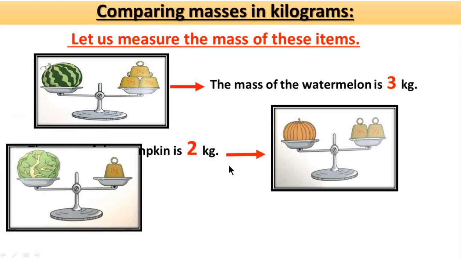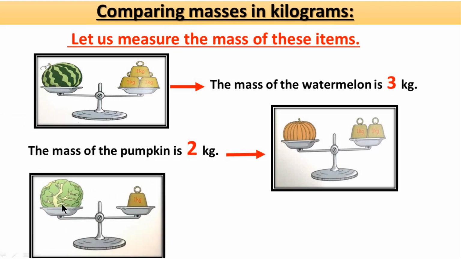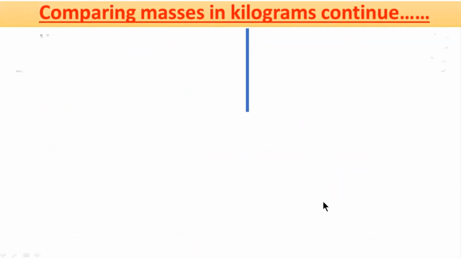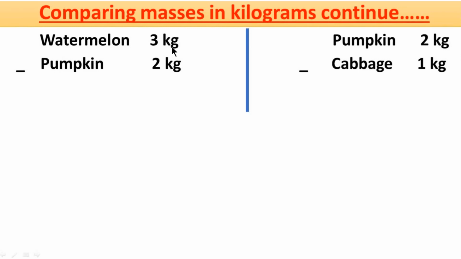Okay. Let me show you one more example. What is this? Cabbage. And what is the mass of the cabbage? Tell me. Excellent. It's 1 kg. So we can say the mass of the cabbage is 1 kg. Remember, watermelon is how much? 3 kg. Pumpkin is how much? 2 kg. And cabbage is how much? 1 kg. Now, let's continue this. Okay. See, watermelon is how much? It's 3 kg. And pumpkin is how much? 2 kg.